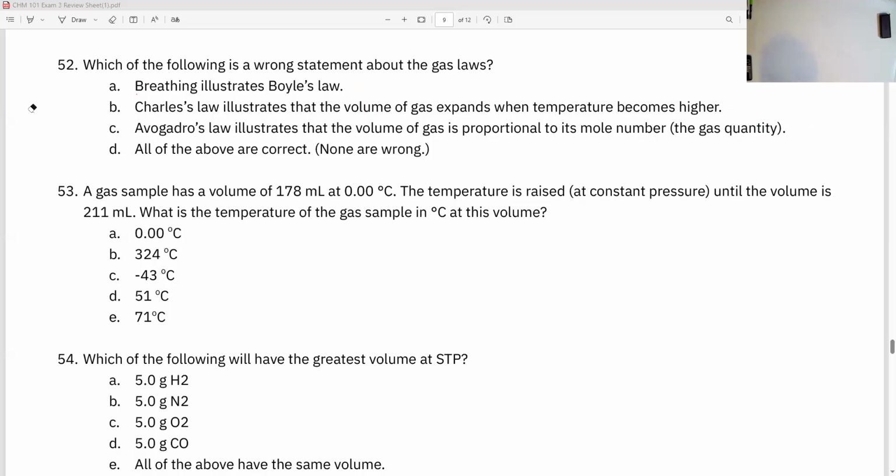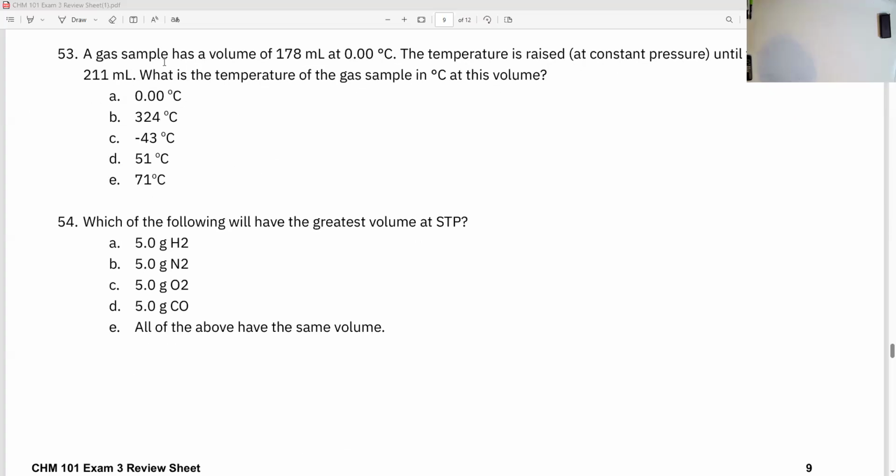All right, next question. A gas sample has a volume of 178 milliliters at 0 degrees Celsius. The temperature is raised at constant pressure until the volume is 211 milliliters. What is the temperature of the gas in Celsius at this volume? So they're giving us the volume and the temperature. They're telling us that the pressure is constant, and then they're changing the volume, and they're asking us for the new temperature. So they're focusing specifically on volume and temperature in this question, which is an example of Charles' law.